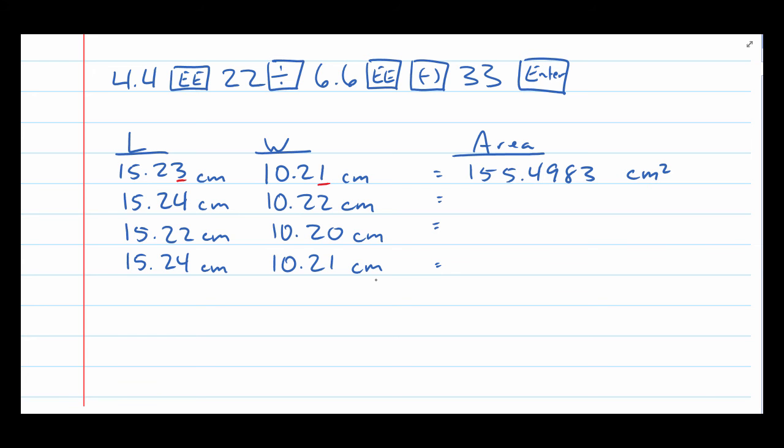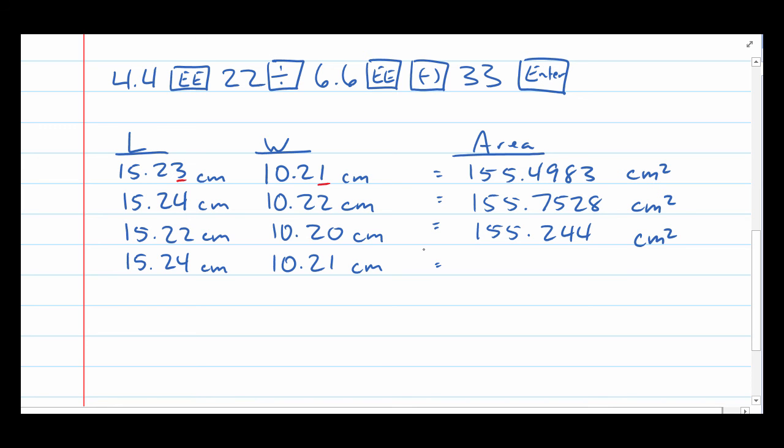Okay, we'll try it again. 15.24 times 10.22. Come up with 155.7528. And you can run these through your calculators and just verify mine. So 15.22 times 10.20 and come up with 155.244 square centimeters. And 15.24 times 10.21 is 155.6004 square centimeters.